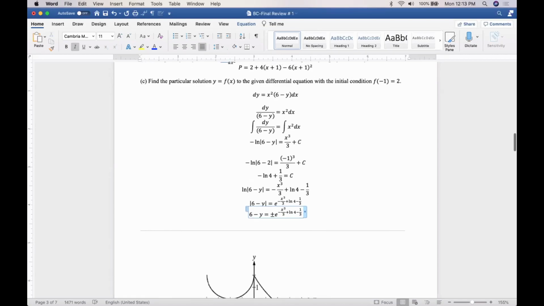Now, which one should we use? If I put in -1 here for x, what would this be? If you put a -1 for x, this would be positive 1/3, minus 1/3 is gone. So it's e raised to ln of 4, which is 4. Is that a 4 when you put 2 for y? Yes. So you need the positive? Yes, I do need the positive.